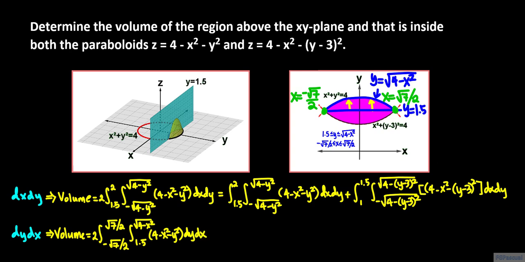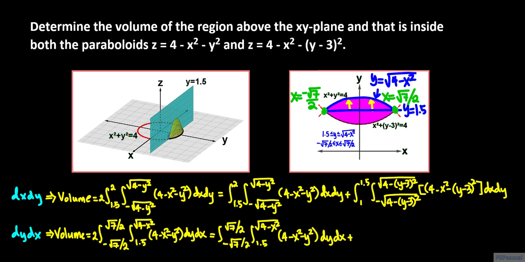If we do not assume the symmetry of the solid, we can start by writing the integral from minus the square root of 7 divided by 2 to the square root of 7 divided by 2, and then the integral from 1.5 to the square root of 4 minus x squared. The integrand is 4 minus x squared minus y squared. This is just the half of the volume of the solid. We still have to add the double integral for the volume of the portion of the solid above the lower half of the xy projection.